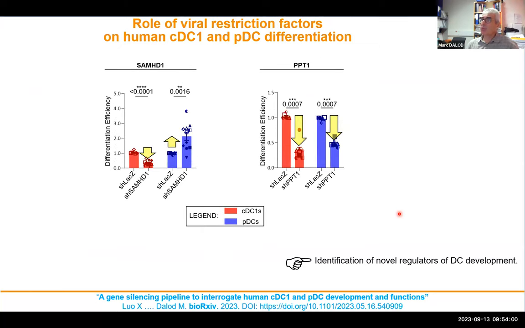And we looked at RAB7 proteins and identified new functions of RAB7 proteins in DC differentiation in human. And we even looked at viral restriction factors because ultimately we want to look at the role of viral restriction in the infectivity of disease. But first we needed to look whether they change the differentiation. And surprisingly, we found that certain viral restriction factors, including SAMHD1, which is a very well-known restriction factor for HIV and other viruses, is actually involved: SAMHD1 knockdown compromises CDC1 differentiation and on the contrary facilitates PDC differentiation, showing that SAMHD1 is involved in promoting CDC1 differentiation in humans.